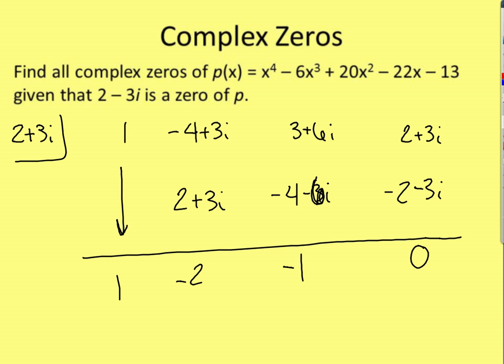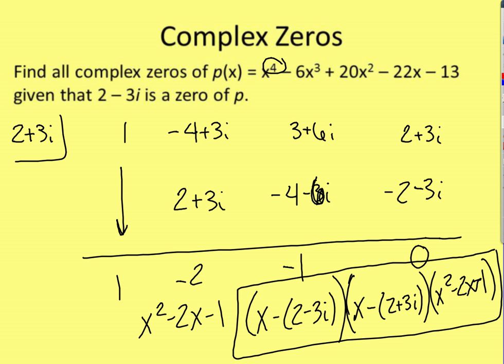Now we started out with a fourth power, so when we do division twice, we're going to end up with a second power. So this is x squared minus 2x minus 1. So when we factor this down, we're going to get x minus 2 minus 3i and x minus 2 plus 3i, and you're left with that x squared minus 2x plus 1, which you can factor down farther, but they will be complex numbers.